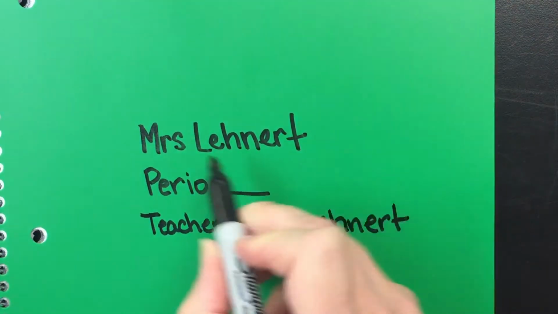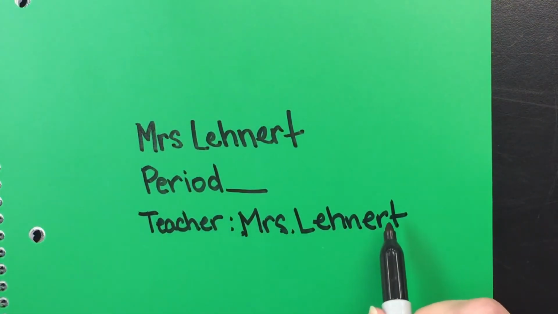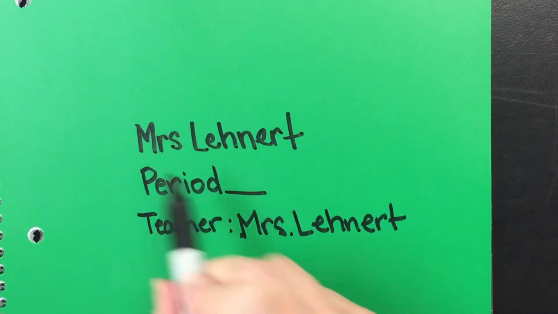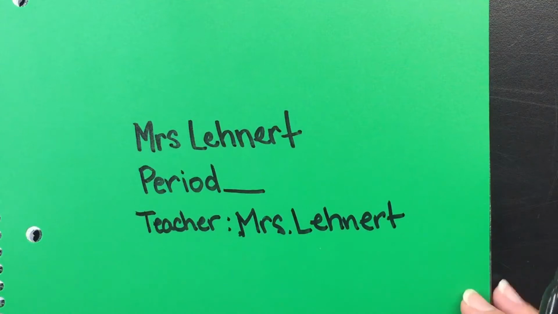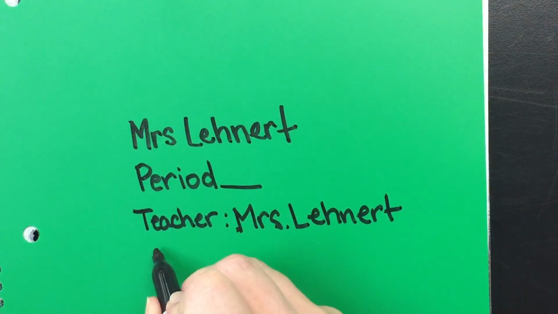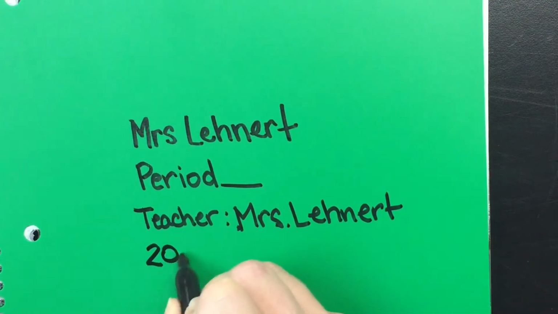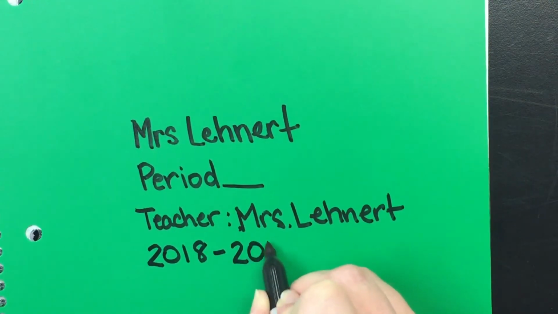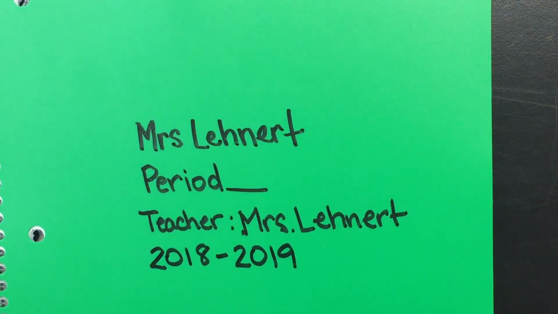Right, so your name is up here, my name is down here. Okay, so you should not have Mrs. Lehnert here. If you did, just cross it out and put your name on top. And then last but not least, we're going to put the school year. We are school year 2018 to 2019. Okay. So those are the things that you need to have on the front cover of your notebook. Okay. So you can pause this and get your materials and go ahead and complete that.